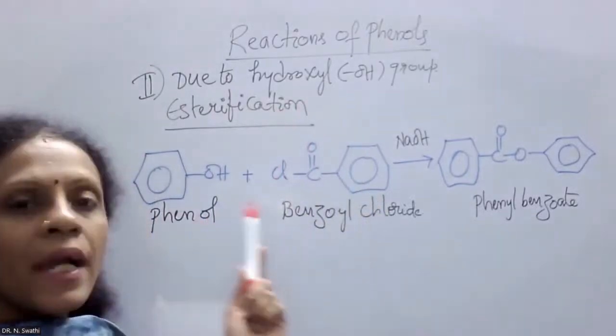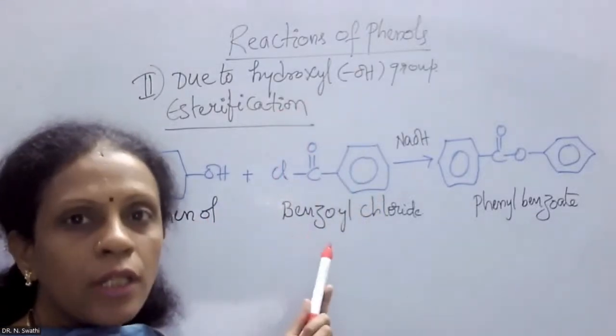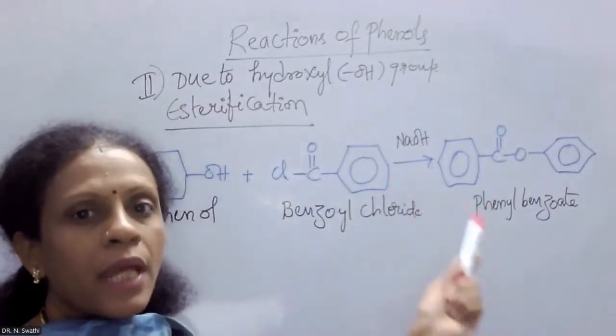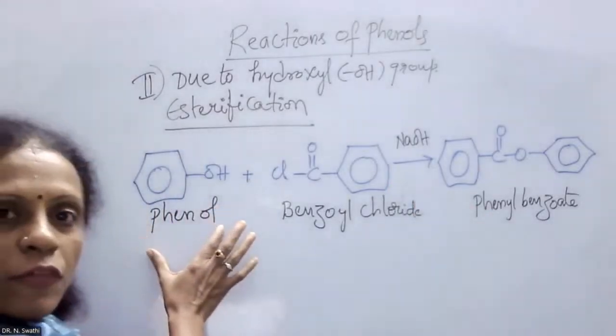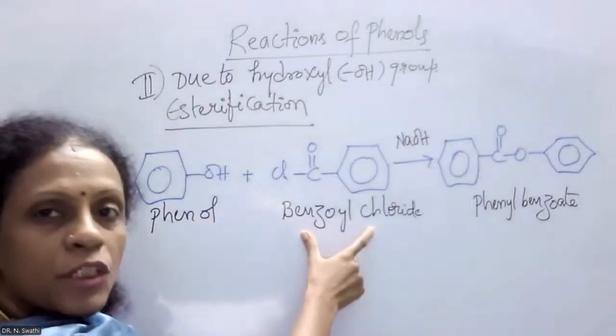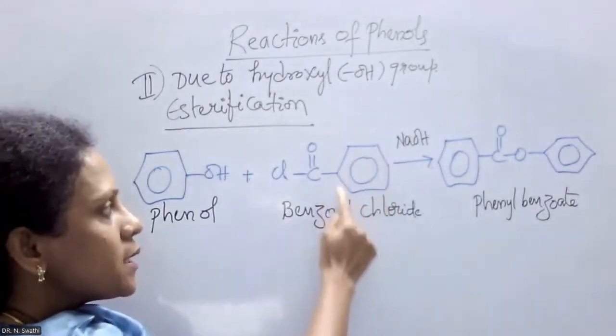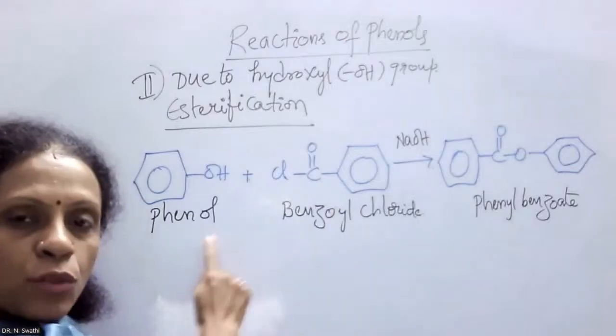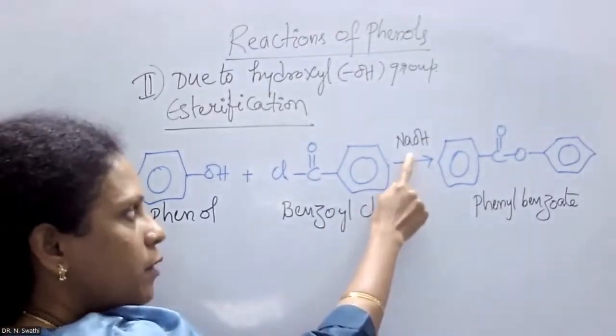So phenol, when it reacts with an acyl chloride such as benzoyl chloride in the presence of sodium hydroxide, there will be formation of phenyl benzoate as the product. So this is the structure of phenol written here, and this is the structure of benzoyl chloride. C6H5COCl is known as benzoyl chloride. These two molecules react in the presence of sodium hydroxide.